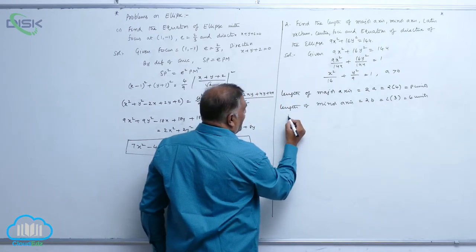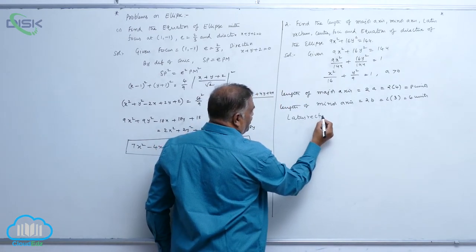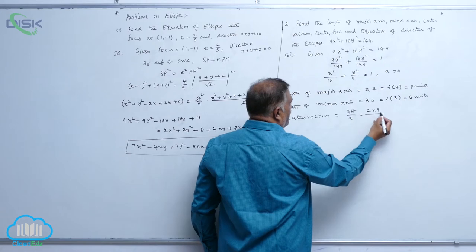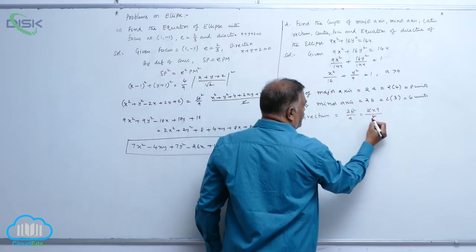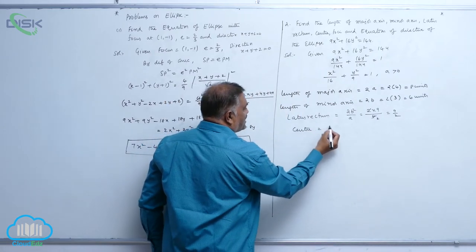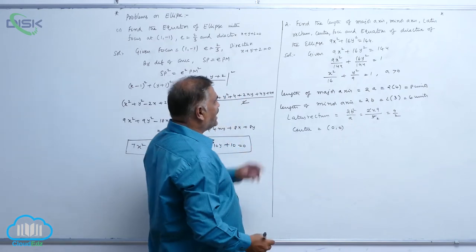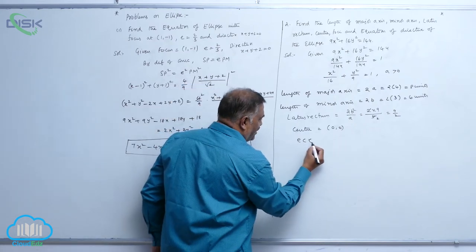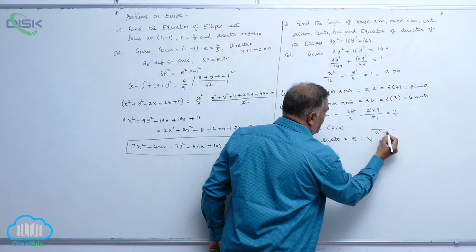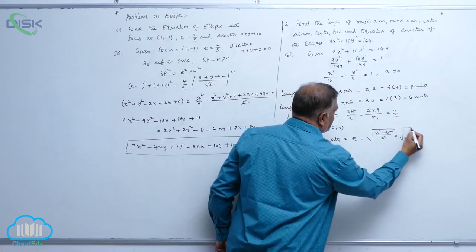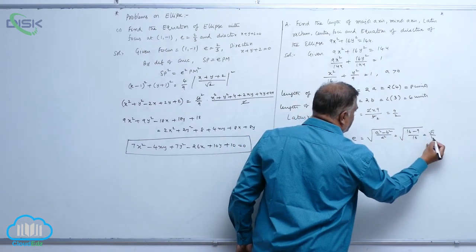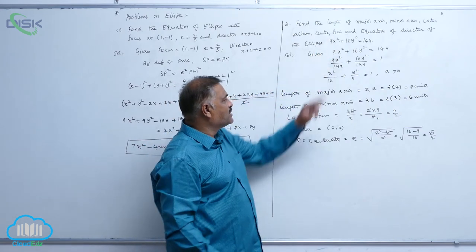Next comes the latus rectum. The length of the latus rectum is 2b square by a, 2 into 9, the b square value, a is 4, the 2 gets cancelled, so 9 by 2. Then comes the center, obviously the center is (0, 0). Next, we require eccentricity. Eccentricity e is equal to the square root of (a square minus b square) by a square, that is 16 minus 9 divided by 16, so root 7 by 4.